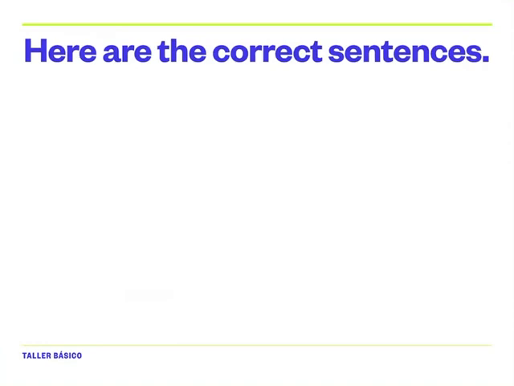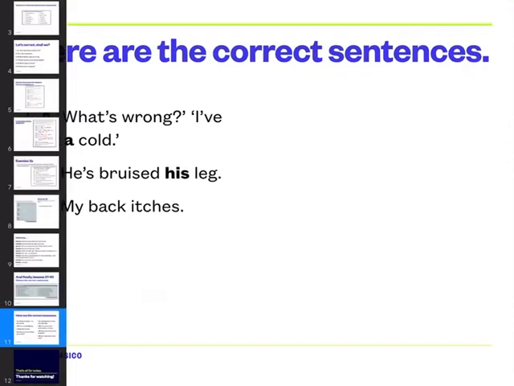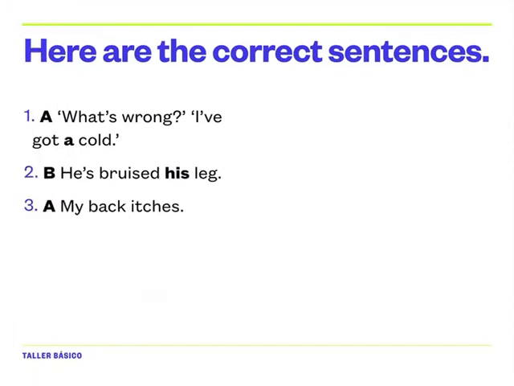In number 1, the correct sentence is letter A. What's wrong? I've got a cold. Number 2 is letter B. He's bruised his leg. Number 3 is letter A. My back itches. Number 4 is letter A. Have you ever broken your wrist?